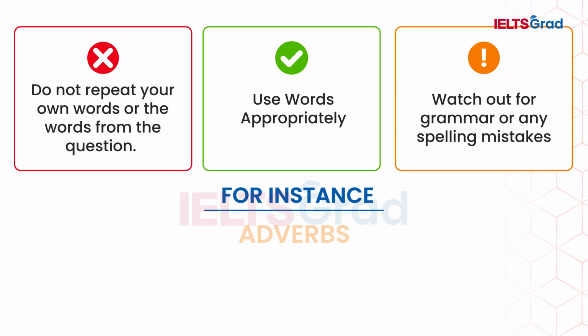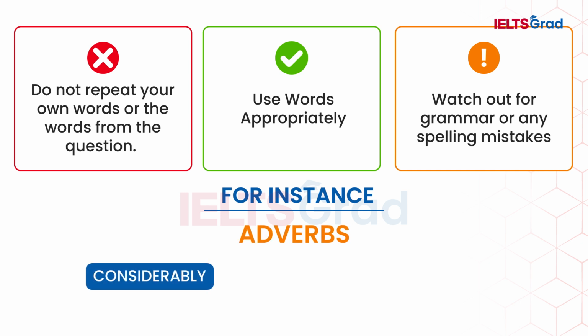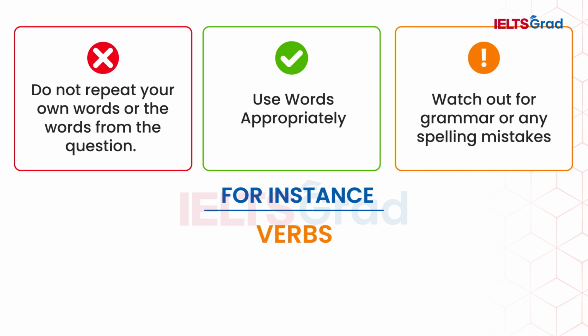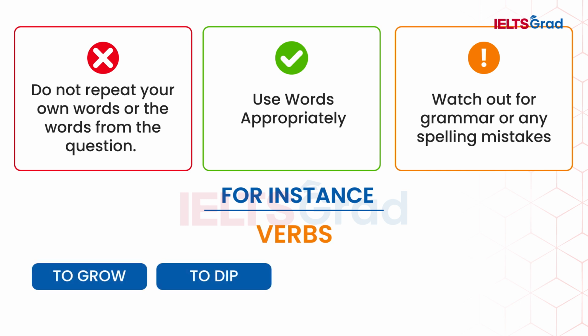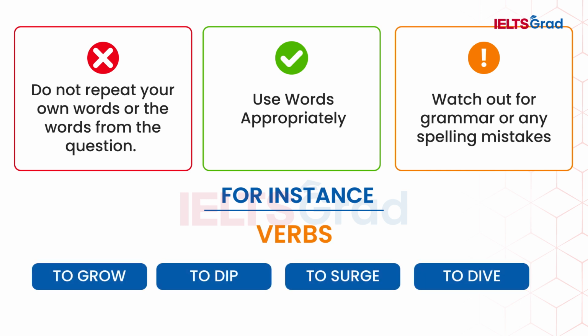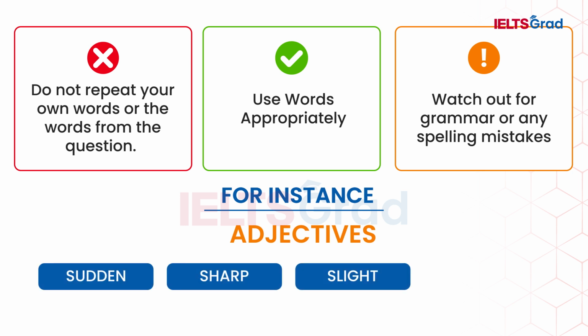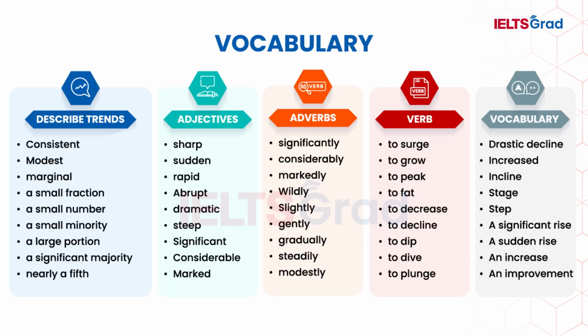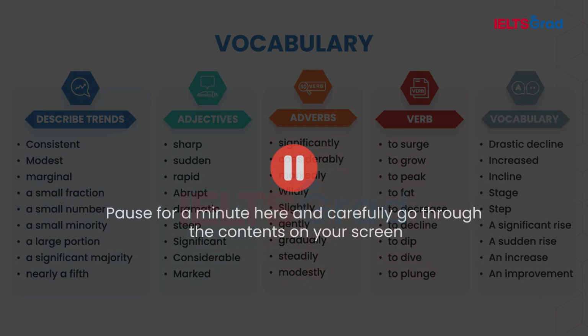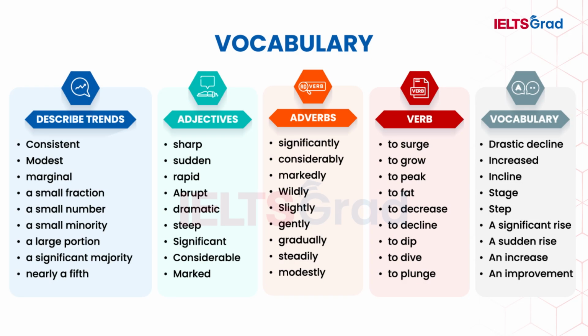You could also incorporate adverbs like considerably, significantly, rapidly. Verbs like to grow, to dip, to surge, to dive, or adjectives like sudden, sharp, slight, steady can help you enhance your grammar and vocabulary score. You have on your screen a list of more such words. You can pause or take a screenshot to use them in your IELTS test.